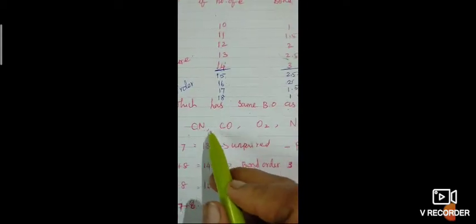Here is one question: which has the same bond order as nitrogen? Nitrogen has 14 electrons. The options given are CN, CO, O2, NO plus. CN has 6 plus 7, 13 electrons. So with 13 electrons, what is the bond order? 2.5, and it has an unpaired electron, so it is paramagnetic. If there is an unpaired electron, it is paramagnetic.